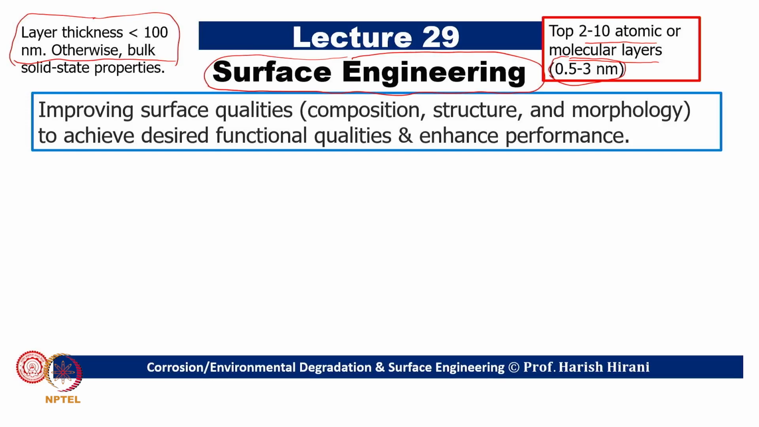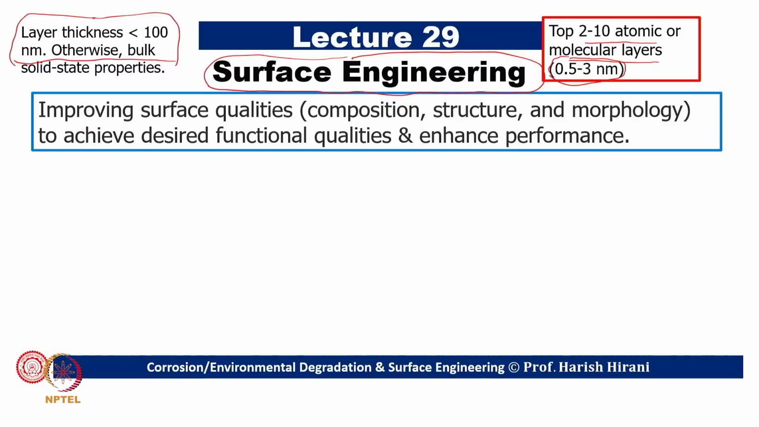We will be thinking in a slightly different manner, but before that we want to know how we engineer the surface. For that we say that we need to improve surface qualities. Now, in surface quality again we have a sub-classification. What will be the chemical composition of the top surface? What will be the morphology of the surface? And what will be the structure? Is it an sp2 structure, an sp3 structure, what kind of structure do we want to give to the surface?